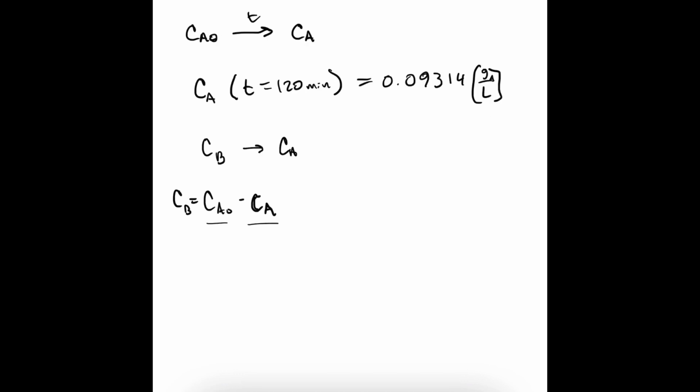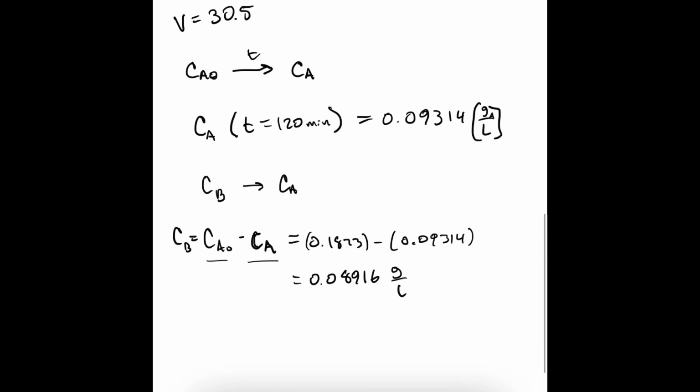Okay, figure out what that equals. So we know that the initial concentration of A is 1823 minus the concentration of A after that long, 2 hours. And this equals 0.08916 grams per liter. That's the concentration of B. It asked us how much mass of B is in the tank.